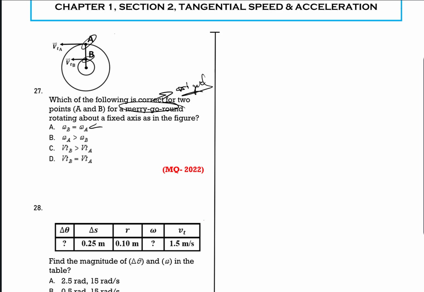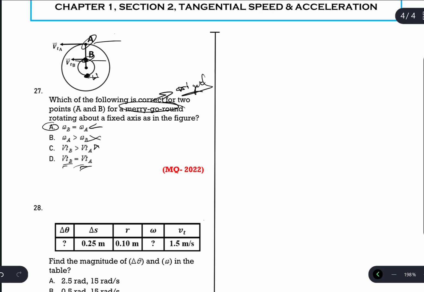Choice B says that the angular speed of A is greater than B. This is incorrect because all the points have the same angular speed. Choice C says that the tangential speed of B is greater than A, but it's the opposite, because the one which is outside is faster. Choice D says that tangential speeds are equal, which is not possible. Tangential speeds can be equal only for 2 points at the same distance. Points A and B are at different distances, so they cannot have equal tangential speeds.